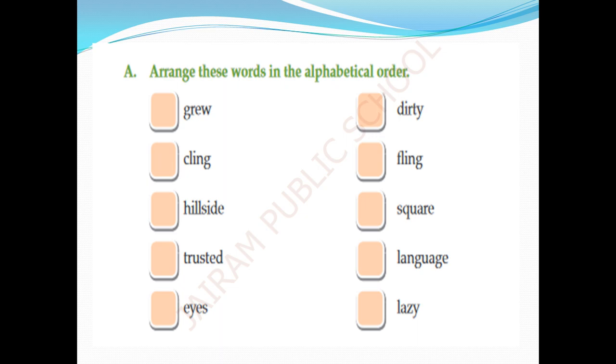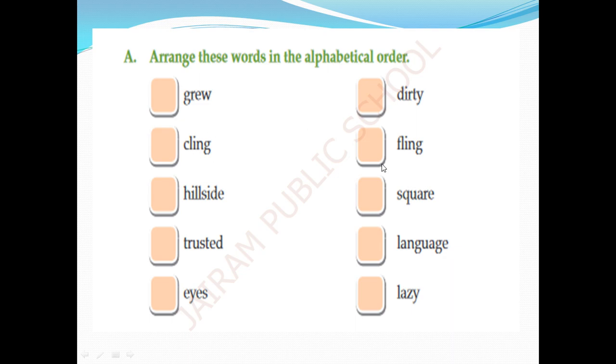Now you are going to arrange these words according to the alphabetical order. You just have a look whether we have an A beginning word, because in the alphabet A is the first letter. Do you have an A beginning word anywhere? No. Do you have a B beginning word? No. Do you have a C beginning word? Yes, exactly, we have one here. So cling is the word which is first. So you put number 1 beside the word cling.